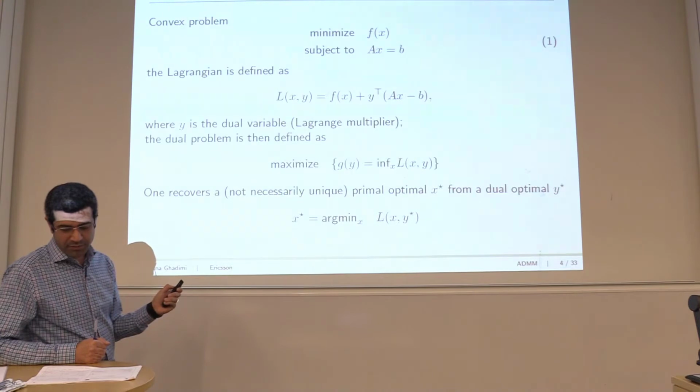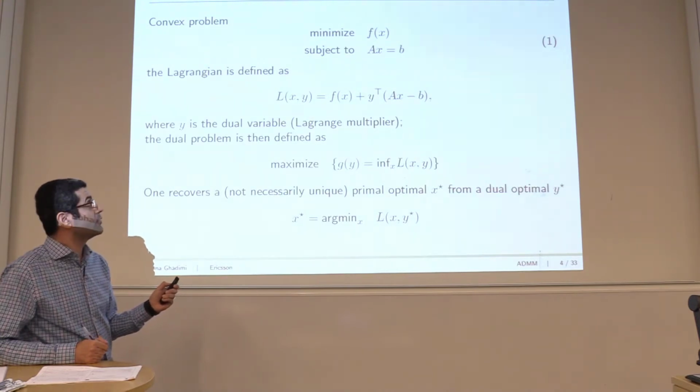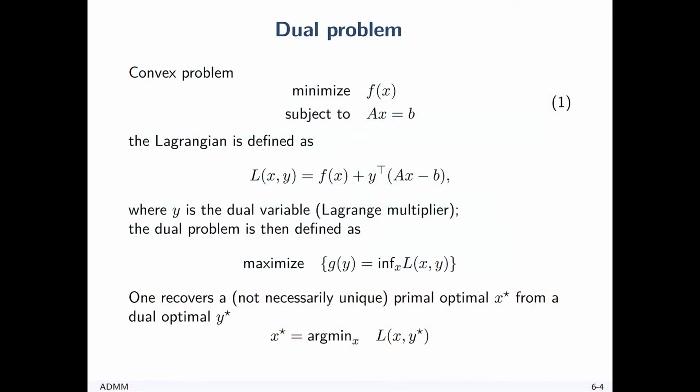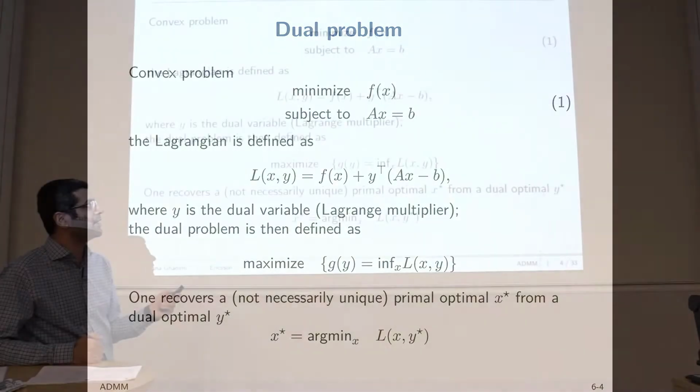The basic theory of duality works that you formulate something called the Lagrangian, which is f of x plus y transpose (Ax minus b). So y is the so-called Lagrange multiplier. What it is, basically, is a price. If you want to understand what it is, it's a price that you apply to a constraint violation. If you violate the constraint, how much you are putting a price. In an economic setup, it has a very particular meaning.